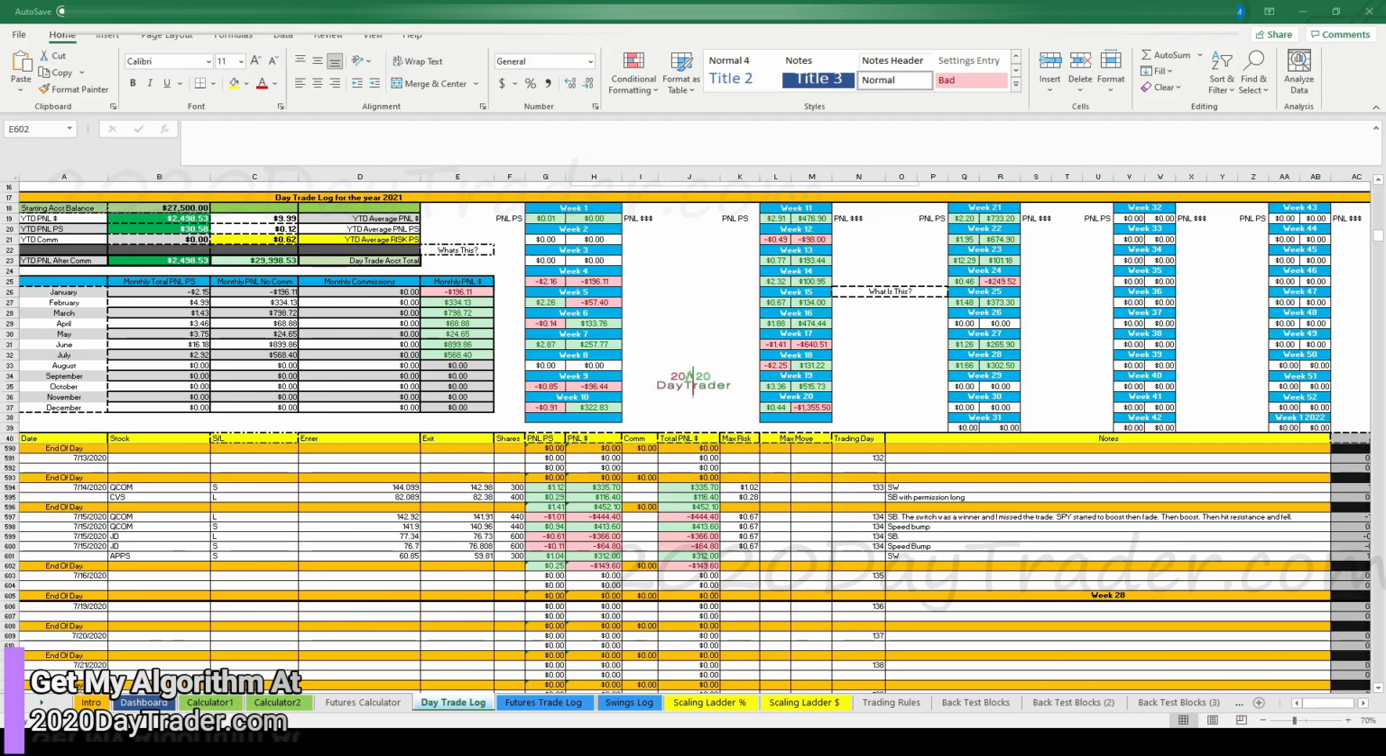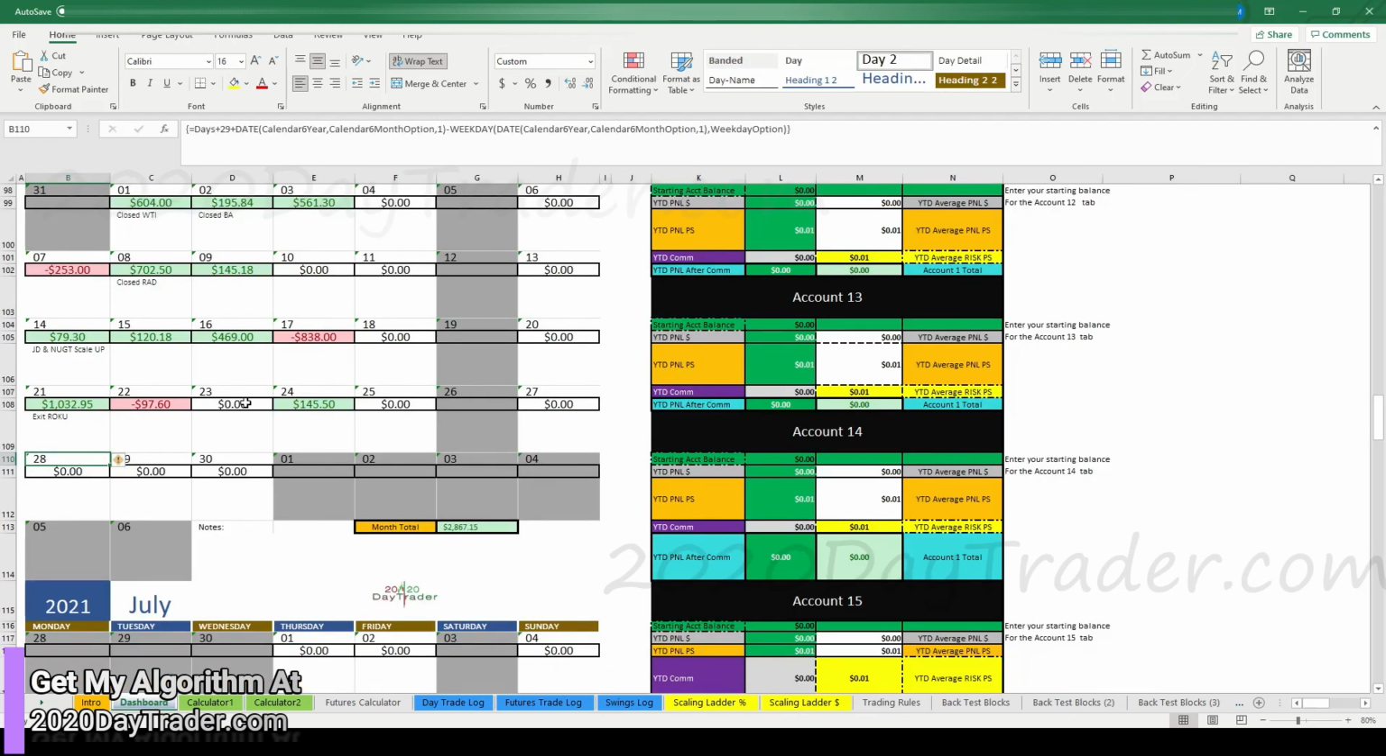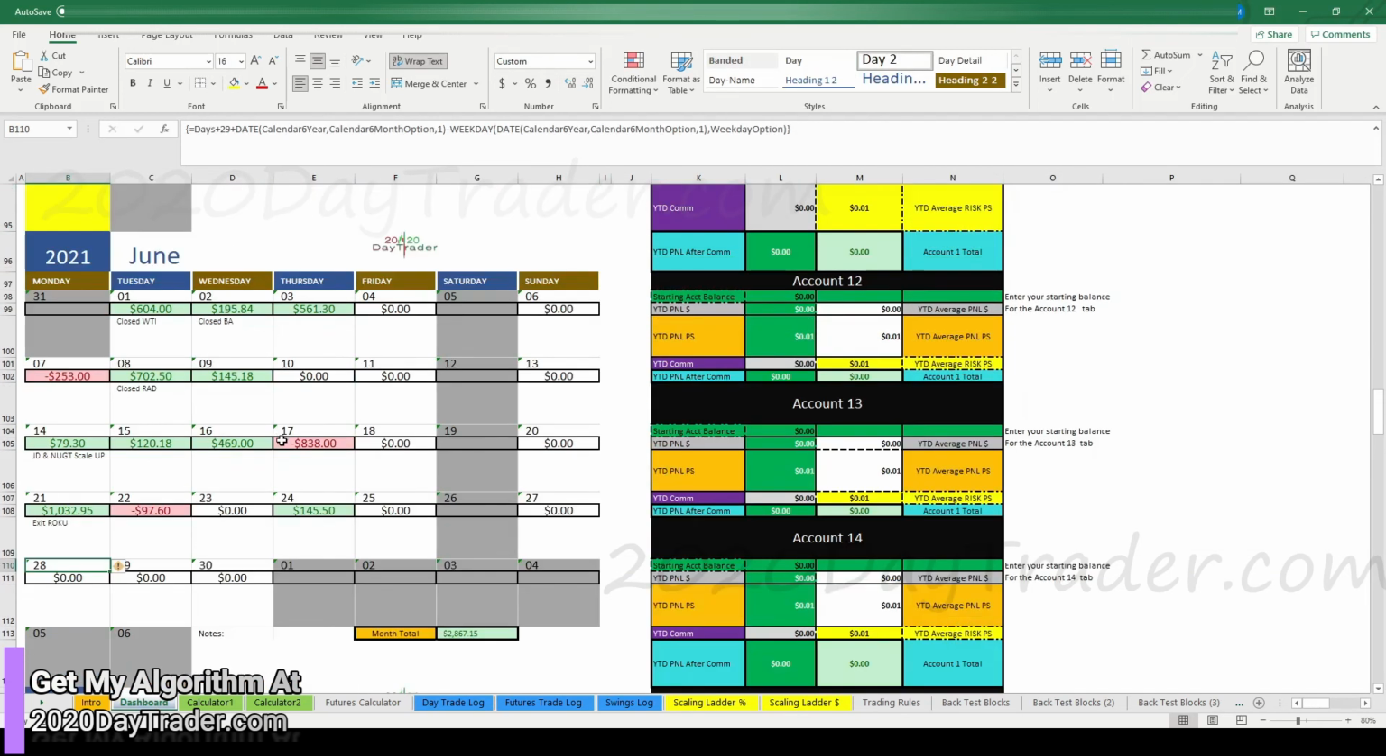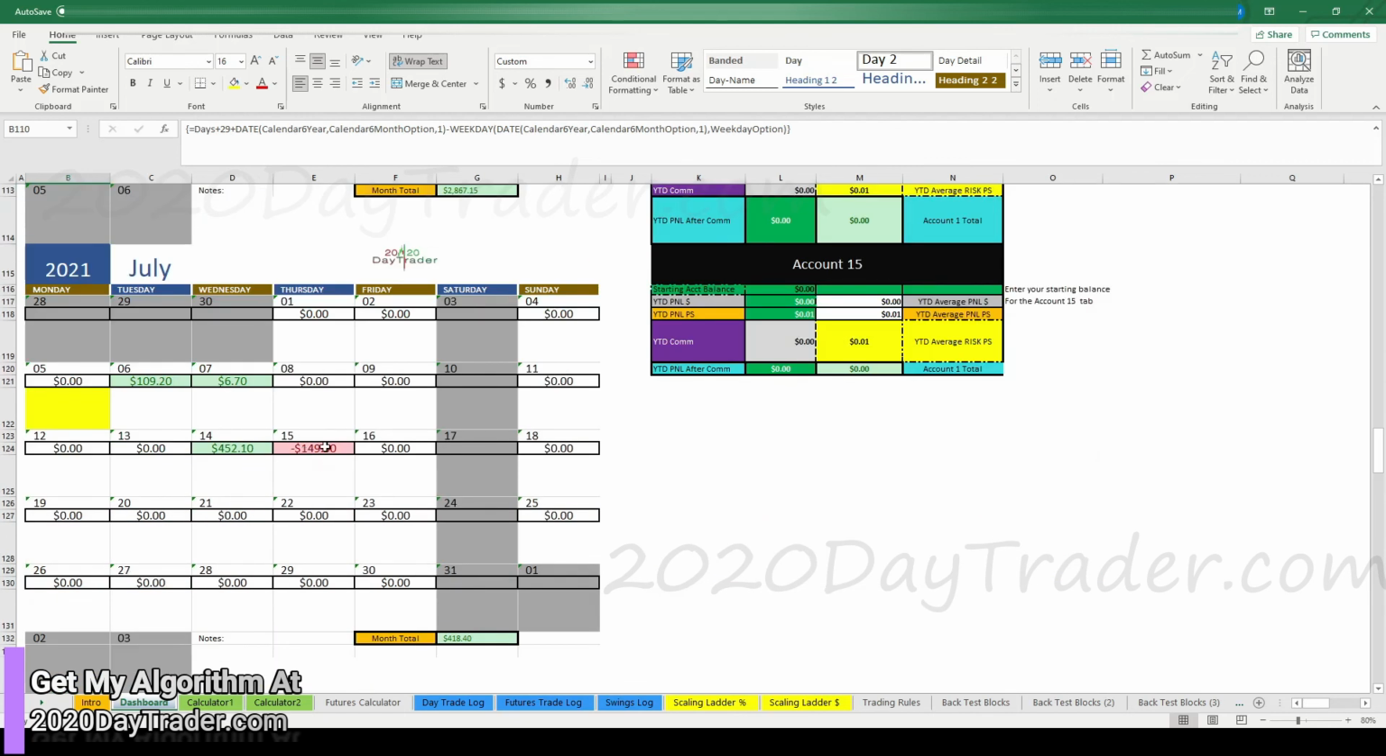I'll take it. Check out the dashboard. So there we go, where are we at? Yeah, no, that is not today. That was a big red day. Right here, $149 in July. So we got a little red, still green on the month, so that's good.